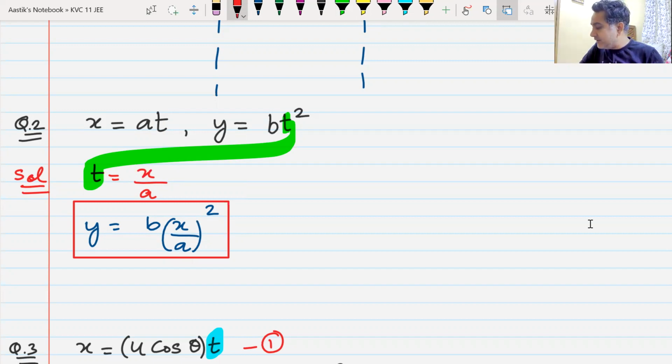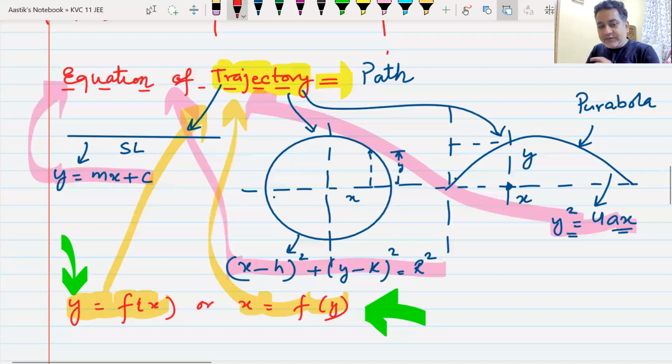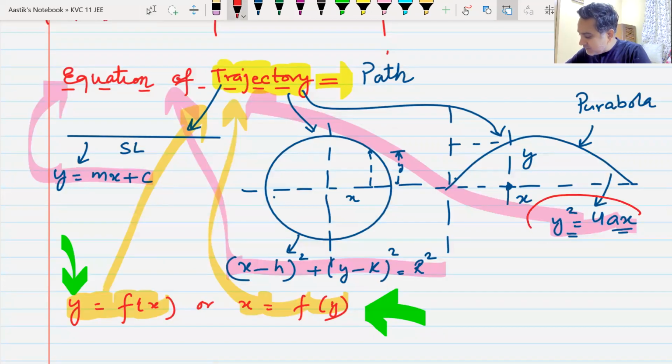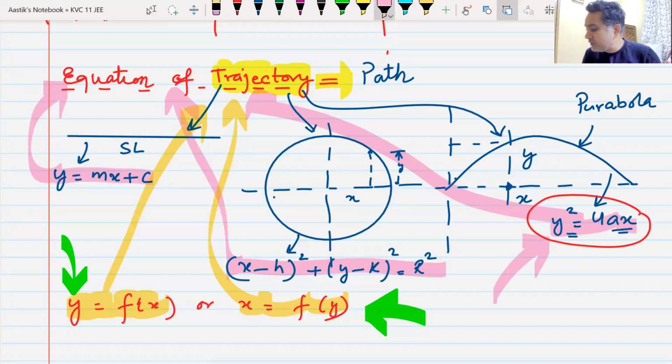This, my dear friend, if you remember, is the equation of a parabola. It is y square is equal to 4ax. It could be x square is equal to 4ay, depending on how you are looking at things. Do we understand this? Got this?